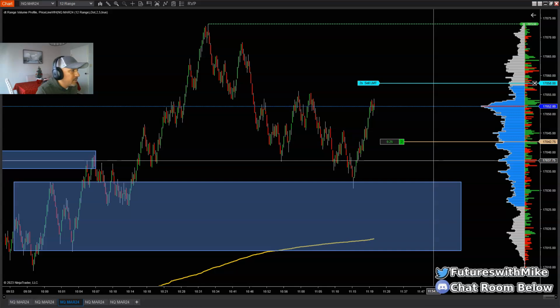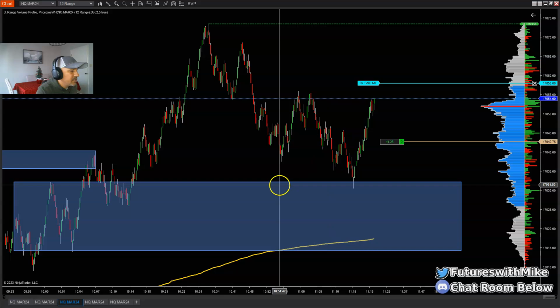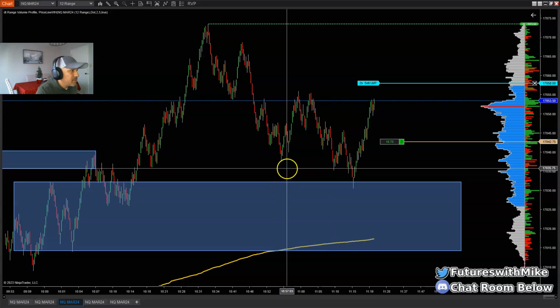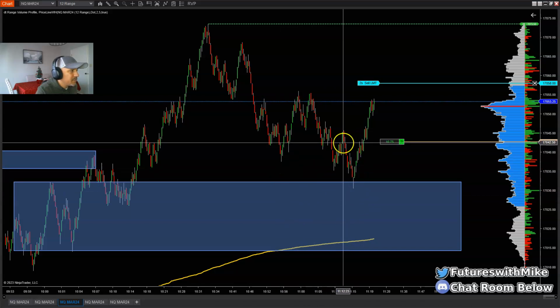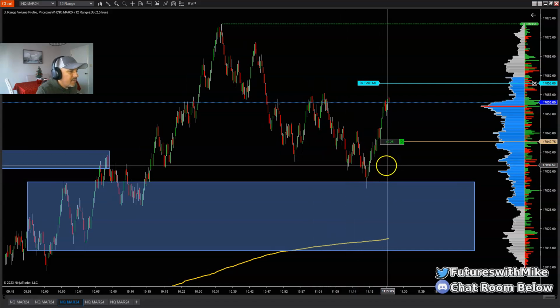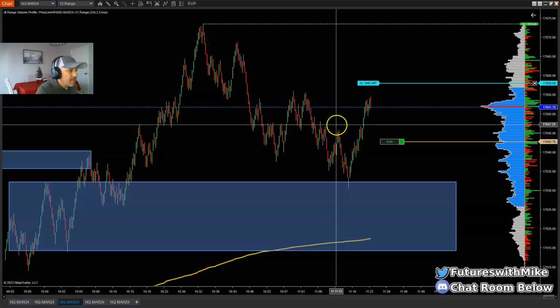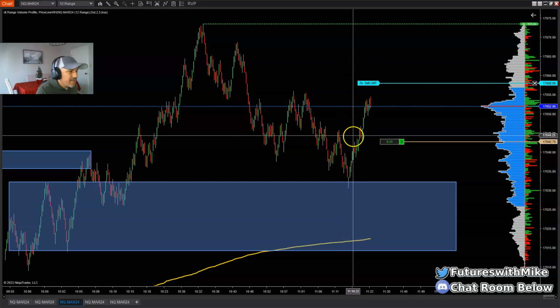Sometimes I'm aggressive at getting on a trade, but in this case, I think I got into it too early. I should have waited for the break of structure here on the lower time frame and then a pullback, but it just started moving real quick. Lots of momentum to the upside. So it broke structure right here above 45 and a half.